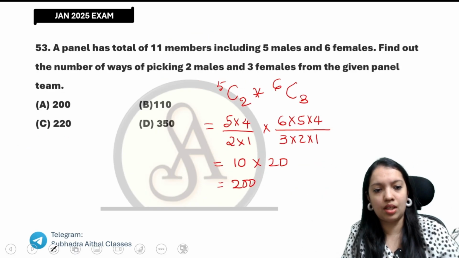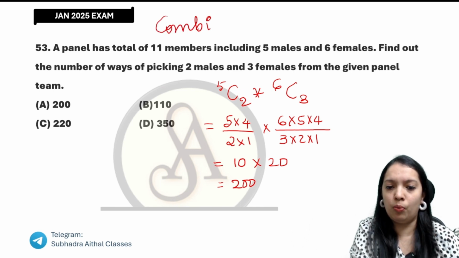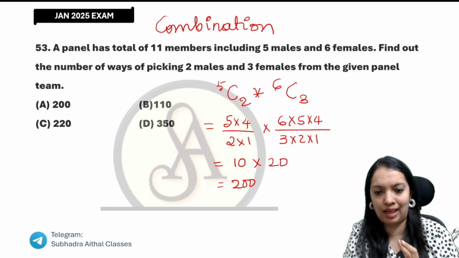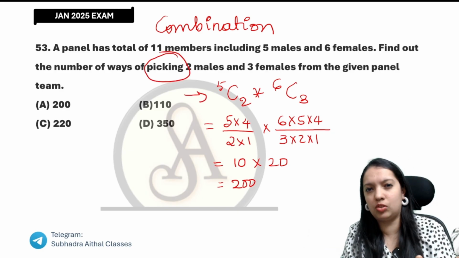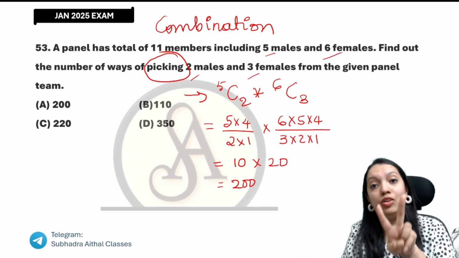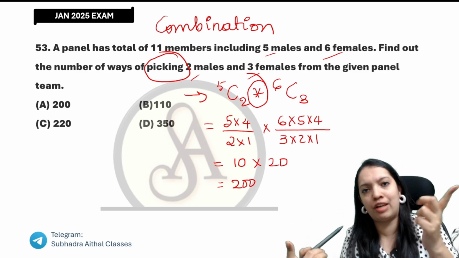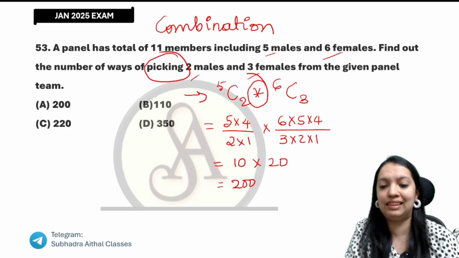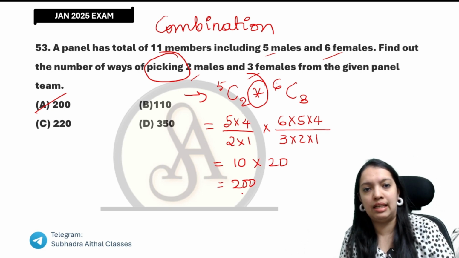Next. A panel has a total of 11 members. This is from the chapter of combination, where 5 are male and 6 are female. The number of ways of picking 2 male and 3 female is dash. You are just picking them, you are not arranging them, so it is a combination question. From 5, 2 male, from 6, 3 female. You are taking male and female, that's why it is multiplication. If it was or, you would have done addition. Solve this. 5c2 is 5 into 4 by 2 into 1. 6c3 is 6 into 5 into 4 by 3 into 2 into 1. Your answer becomes 200.